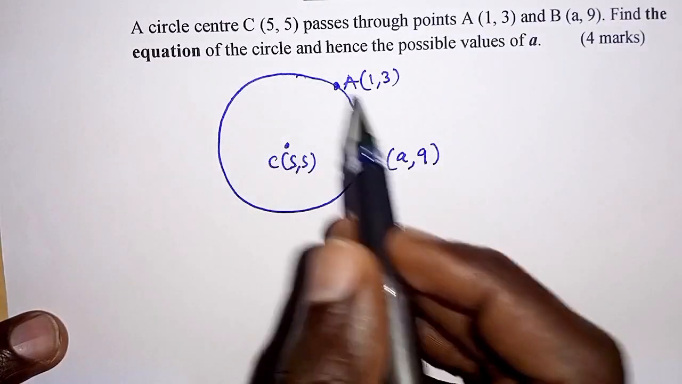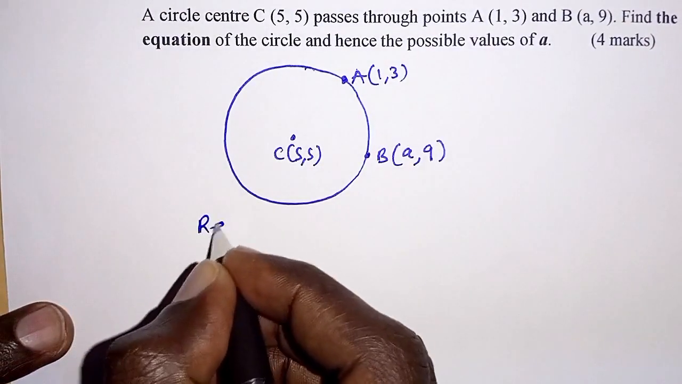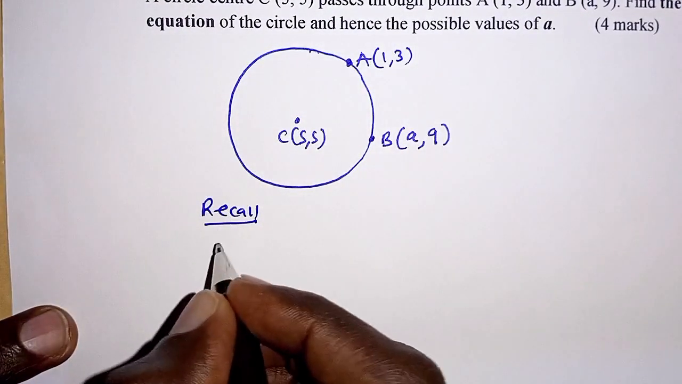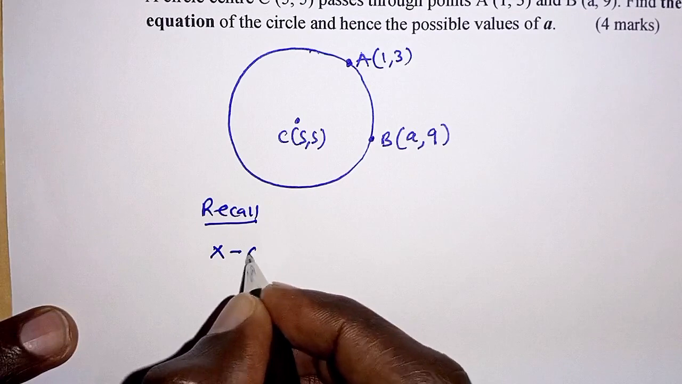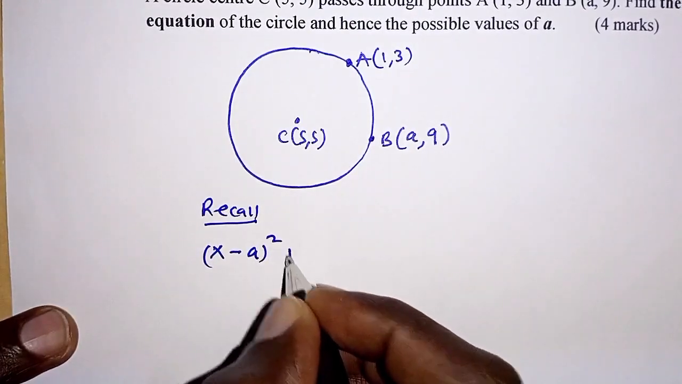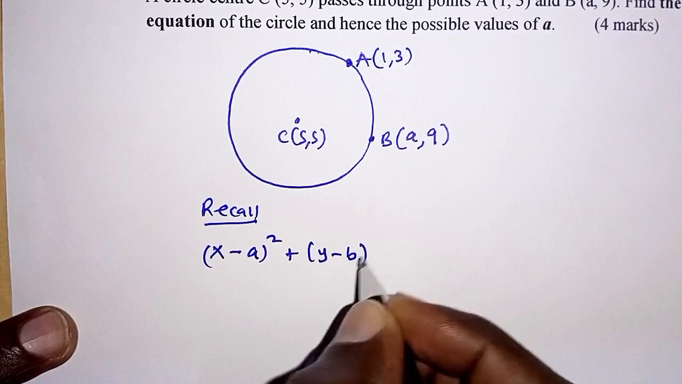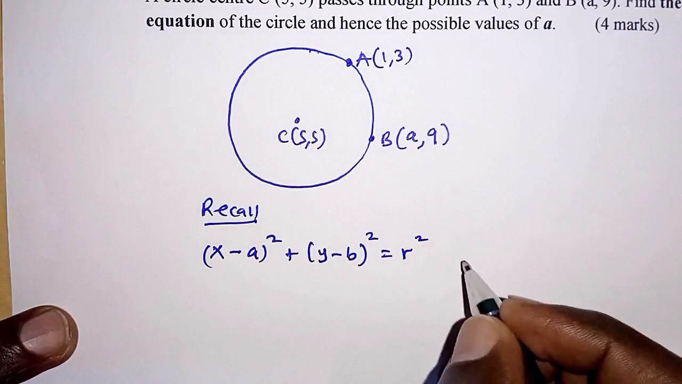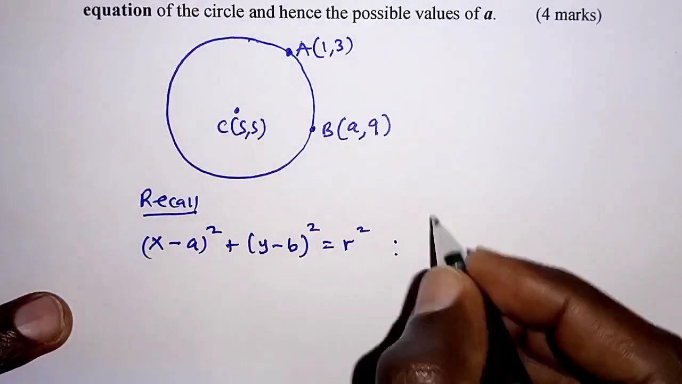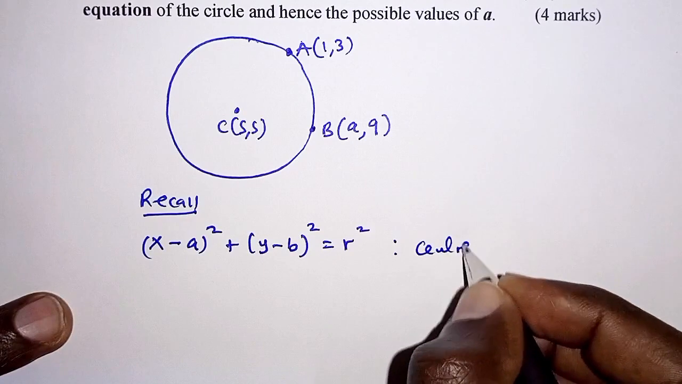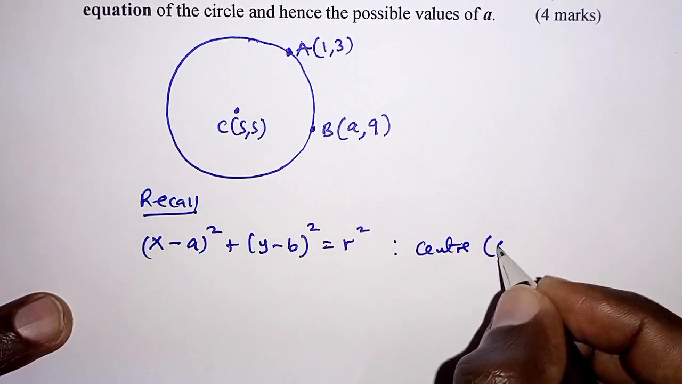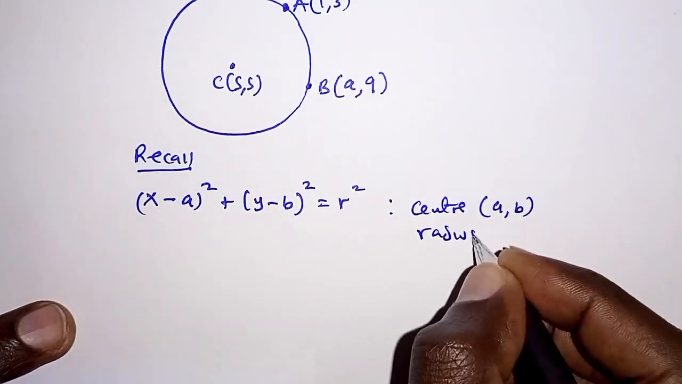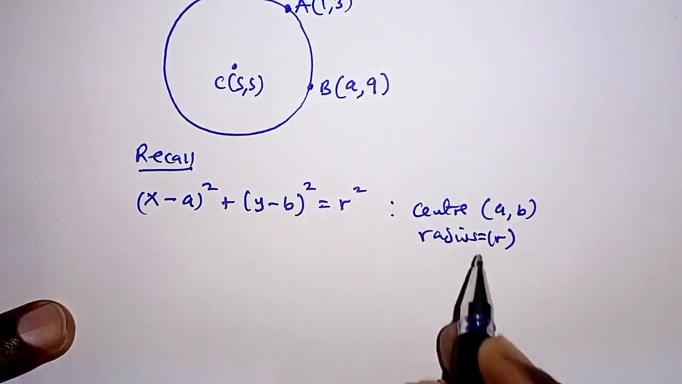Before we use the information on this circle, I want us to recall that the general equation of a circle is given by (x minus a) squared plus (y minus b) squared is equal to r squared, where the center is given by the coordinates (a, b), and the radius of the circle is r.